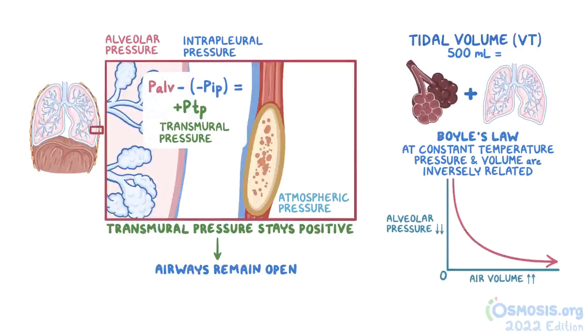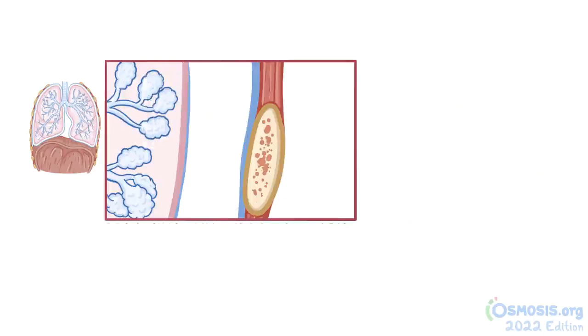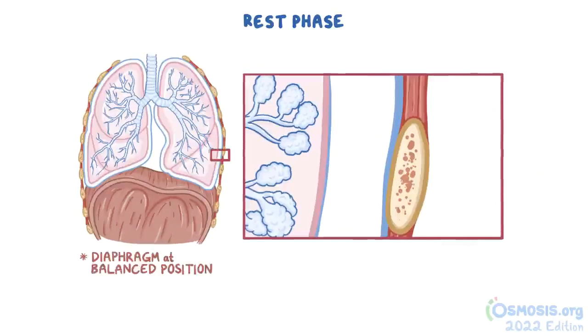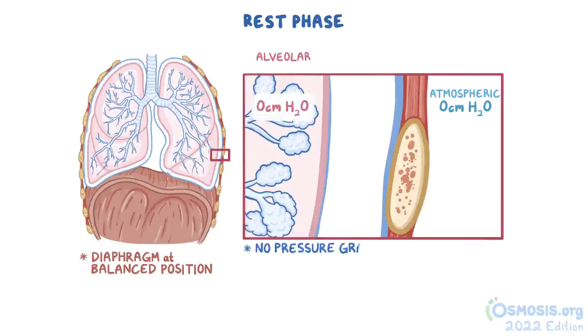With that in mind, let's establish the starting point for these variables by looking at the lungs during the rest phase of the breathing cycle. During rest, the diaphragm is at its balanced position. The alveolar pressure equals the atmospheric pressure to a value of 0 centimeters of water, so there is no pressure gradient, and no air is moving into or out of the lungs.